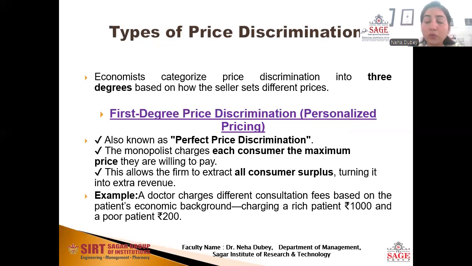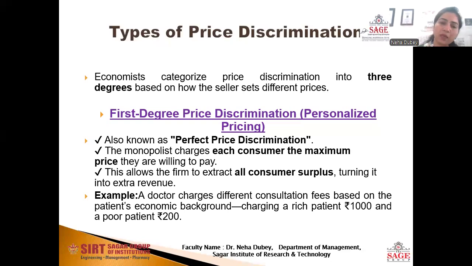This allows the firm to extract all the consumer surplus, turning it into extra revenue. It means the company is offering at higher prices, and it is not compulsory for others to buy at those prices, but the people who are interested and want to buy, can. So what benefit will the company get? They get a huge surplus amount of consumer revenue.